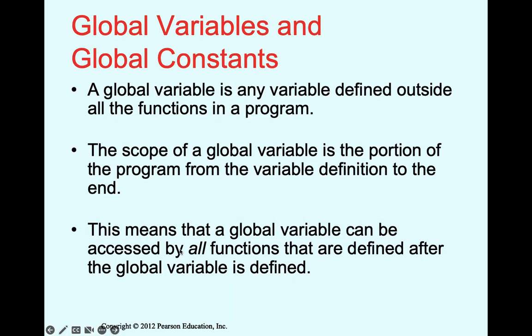So that's why sometimes we need global variable and global constant. A global variable is any variable defined outside the function of the program, and the scope of the global variable is all the program, from the beginning of the definition till the end of the program. So it can be accessed by all functions that are under the global variable definition.